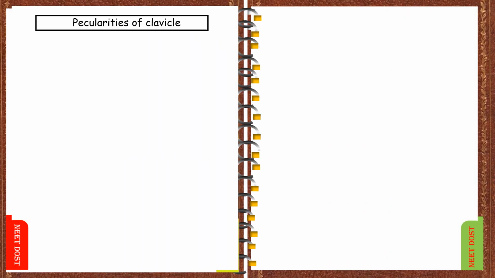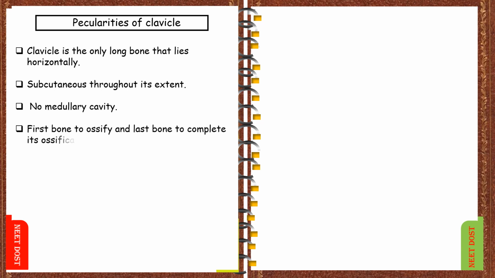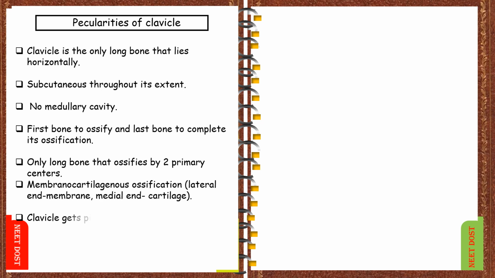Now let us discuss the peculiarities of clavicle. Clavicle is the only long bone that lies horizontally in position. It is completely subcutaneous throughout its extent and can be palpable. No medullary cavity is present in the clavicle, and it is the first bone to start ossifying and the last bone to complete its ossification in our body. Clavicle is the long bone that ossifies by two primary centers, its unique character. It has membranocartilaginous ossification, where the lateral end is ossified by membrane and the medial end by cartilage. Clavicle gets pierced through and through by the cutaneous nerve.